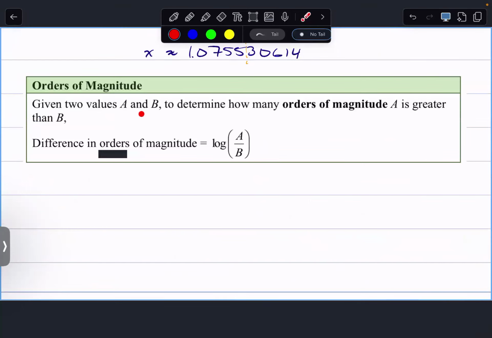Orders of magnitude look like this. If we have two values, A and B, then to determine how many orders of magnitude A is greater than B, we take the log of A over B. The log of A over B you can rewrite as the log of A minus the log of B, but this is shorter, so we use A over B, by the log laws. So the difference in the orders of magnitude is going to look like this. For example, now I'm drawing a blank on my example.